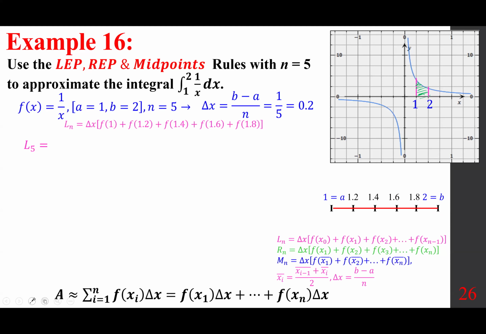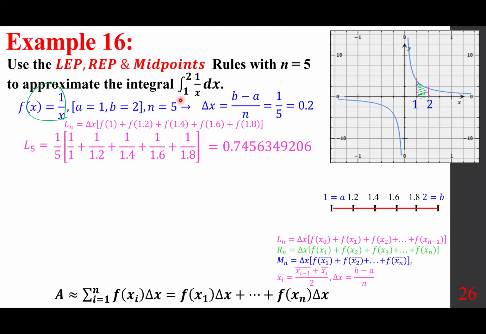So what is f of 1? Go back to this function: 1 over 1, 1 over 1.2, 1 over 1.4, 1 over 1.6, 1 over 1.8. You put it into a calculator with a lot of decimals. Normally, they tell you how many decimals, usually 6 or 7 or 8. So you get 0.745634920. We keep a lot of decimals.